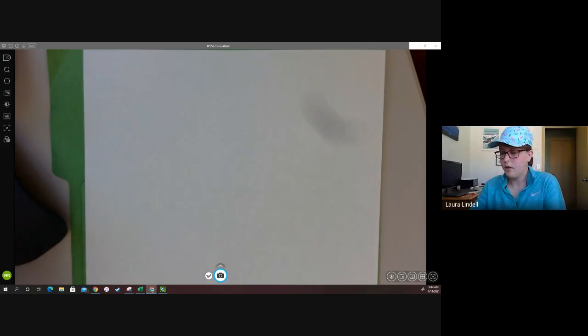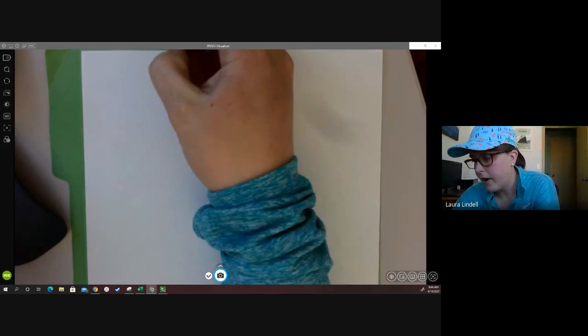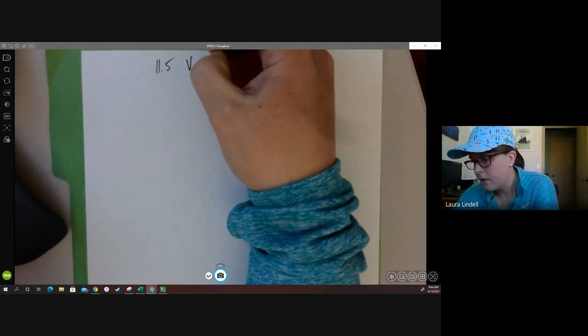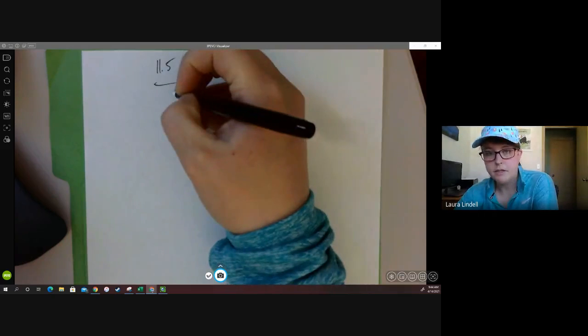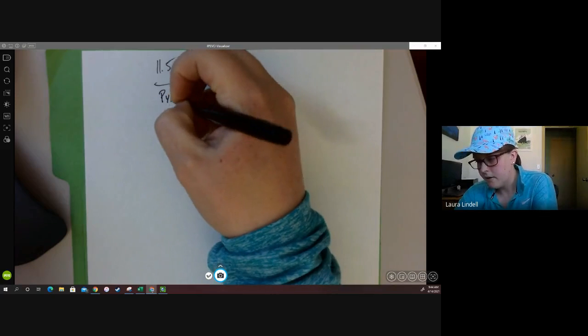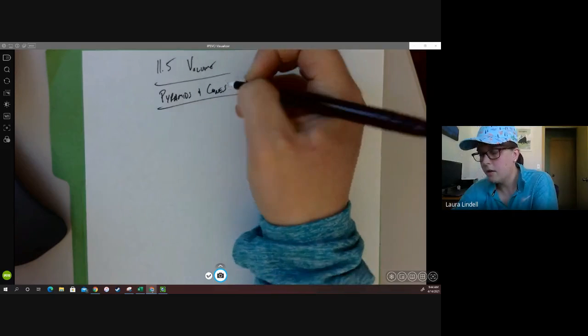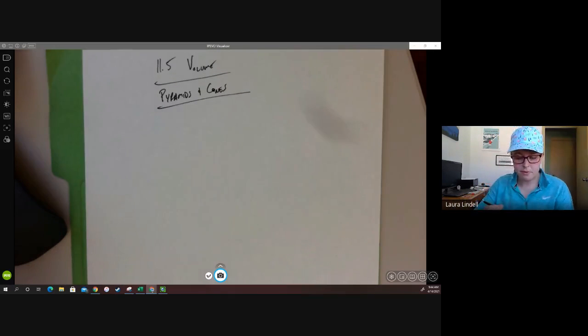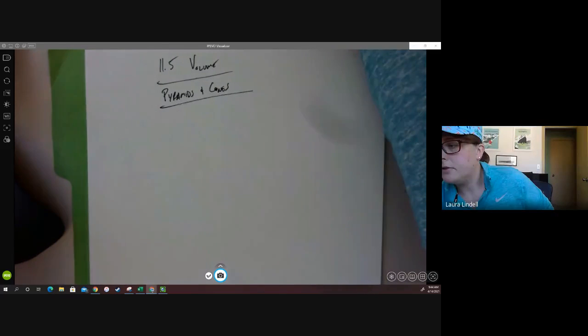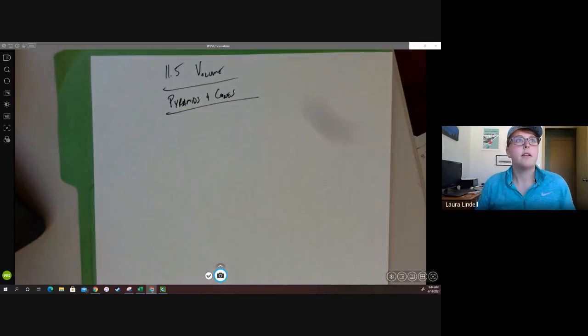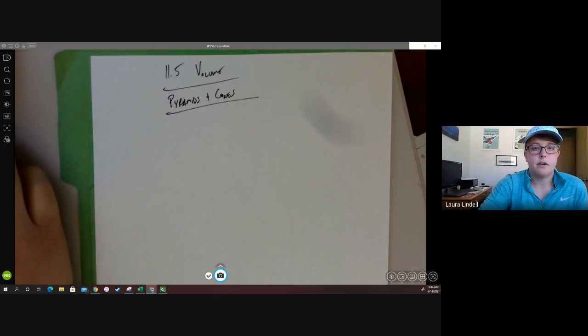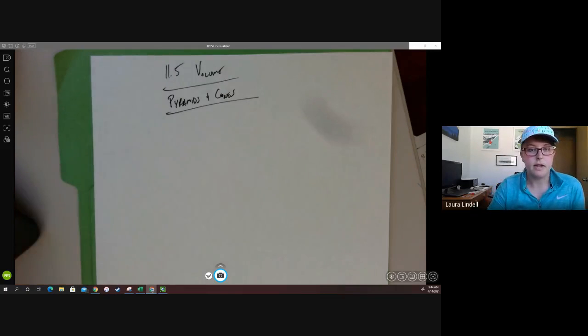Okay. So this is 11.5, still volume. But this time we're talking about pyramids and cones. Pyramids and cones tend to be shapes that people are a little bit more familiar with. We know about ice cream cones and pyramids in Egypt and things like that. So we're more familiar with these shapes, at least than our typical prisms yesterday that we might not have been as familiar with.